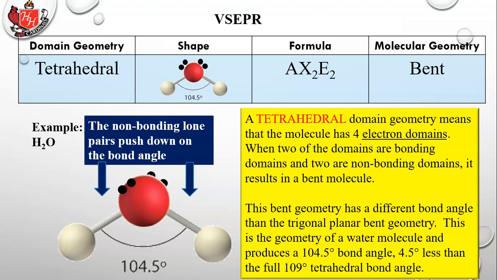So water is a tetrahedral type domain geometry, and its molecular geometry is bent. So a tetrahedral domain geometry means that the molecule has 4 electron domains. When 2 of the domains are bonding and 2 are non-bonding domains, it results in a bent molecule. This bent molecule has a different bond angle than the trigonal planar bent molecule we saw a few slides back. This is the geometry of a water molecule and produces a 104.5 degree bond angle. So that's 4.5 degrees less than the full 109 degree tetrahedral bond angle that CH4 had.